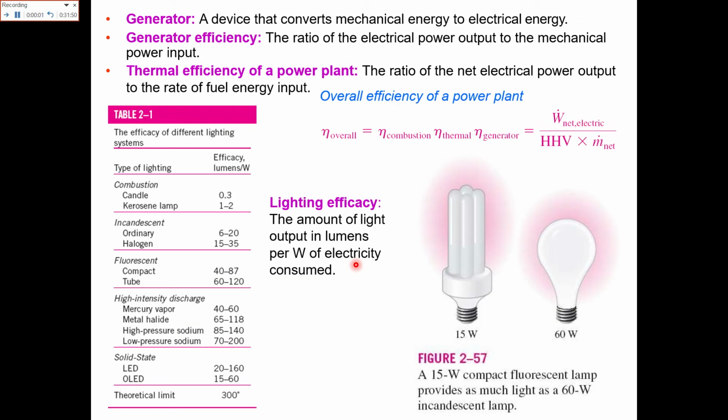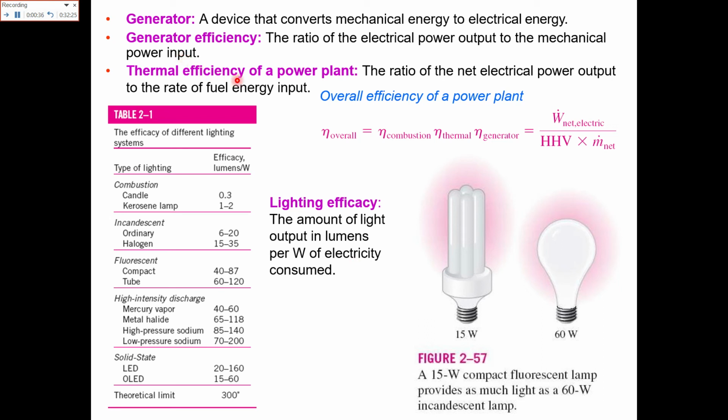Now the generator: a device that converts mechanical energy into electrical energy is known as an electric generator. Like the common generators in your houses, or the commercial generators at commercial places, in your university as well. It is a mechanical device; basically the pistons are moving so that they supply electrical energy to the system. Generator efficiency is the ratio of the electrical output power to the mechanical input power.